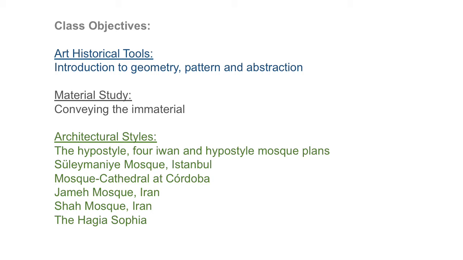The architectural styles we'll cover are three key mosque plans: the Hypostyle Mosque, the 4E1 plan, and I've got the Hypostyle there twice, but that's not what we'll be doing. Particular sites, we're going to look at the Suleimani Mosque in Istanbul, the mosque/cathedral at Cordoba, the Jame Mosque in Iran, as well as the Shah Mosque there, and the Hagia Sophia also in Istanbul.